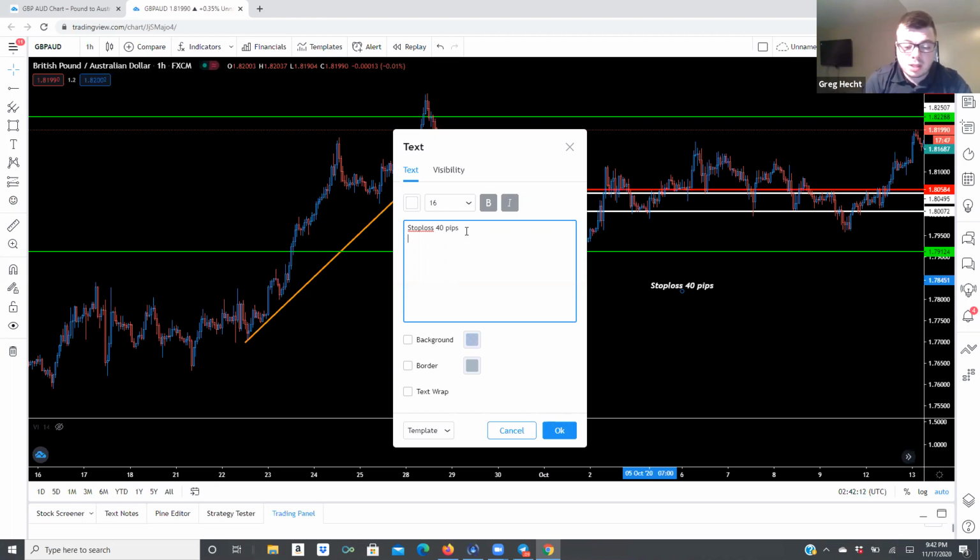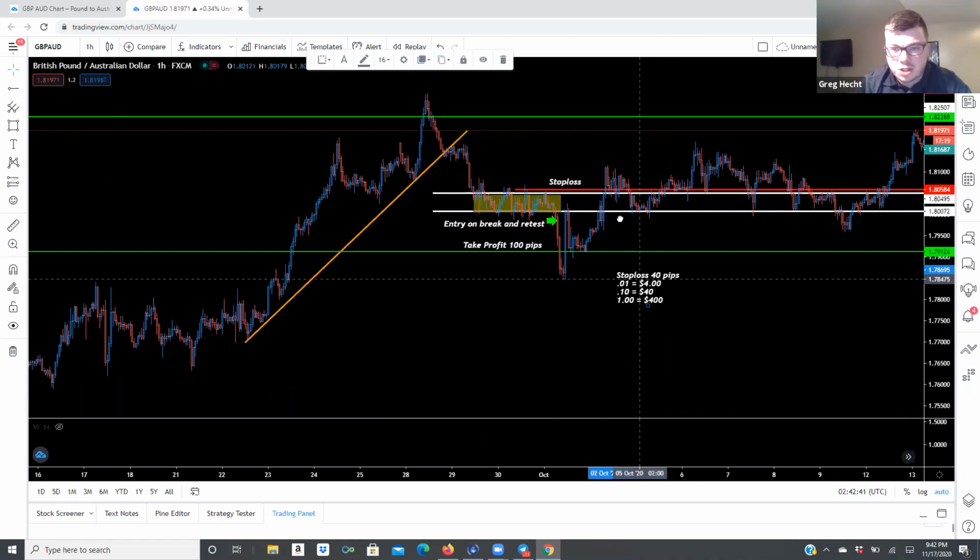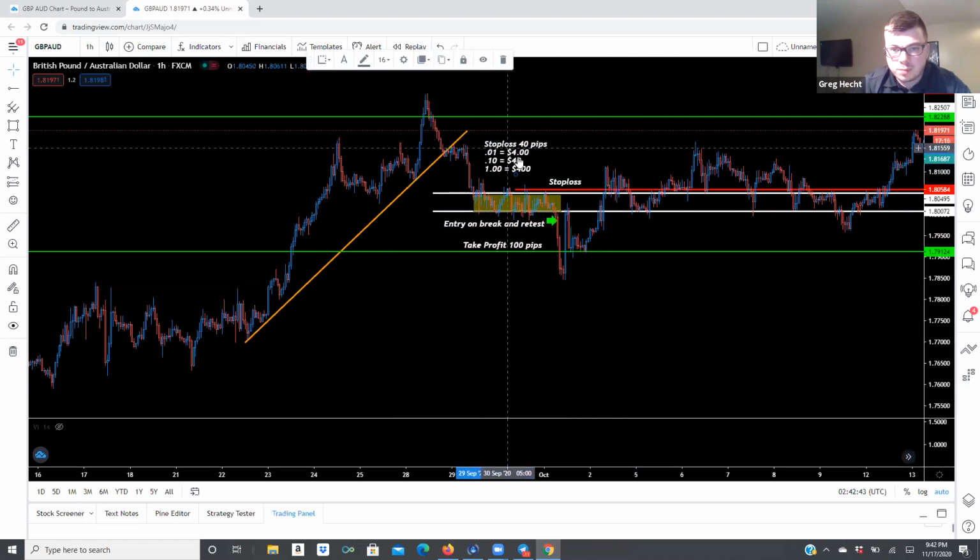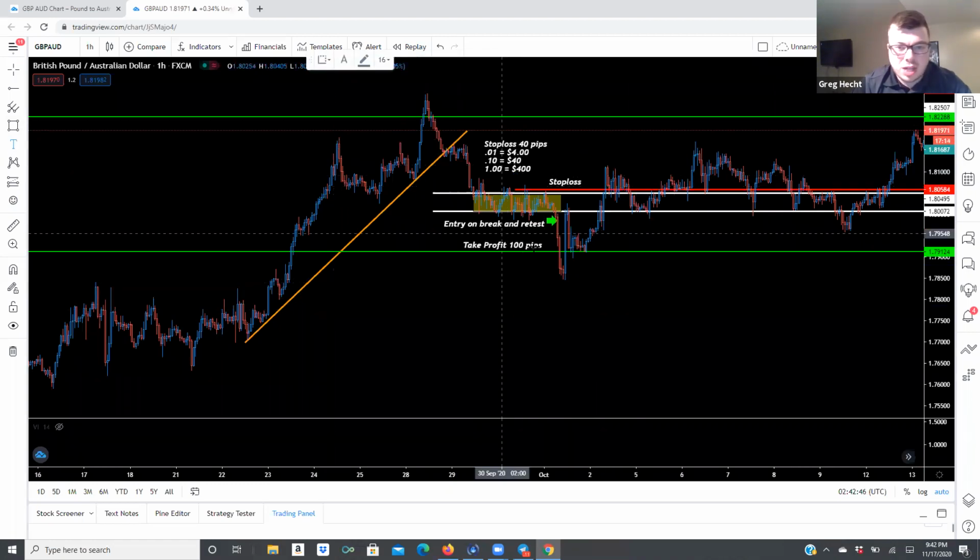So 40 pips stop loss, let's just say 0.01 lots. You're going to be looking at $4 for your risk. At 0.10, you're going to be looking at 40 bucks. At $400... okay. So this is your stop loss. We're going to put this right up here. Now let's put your take profit down here.